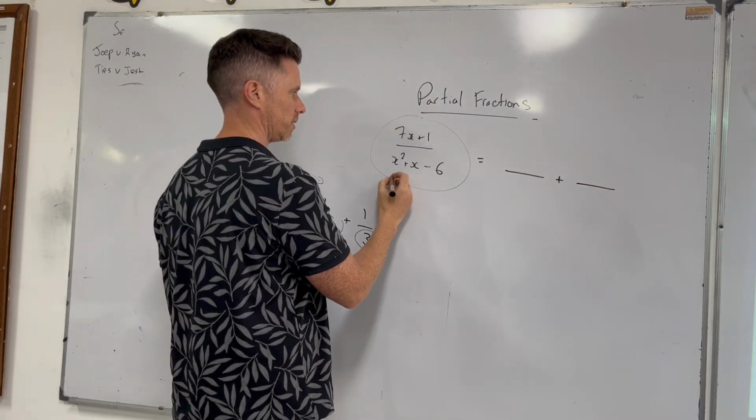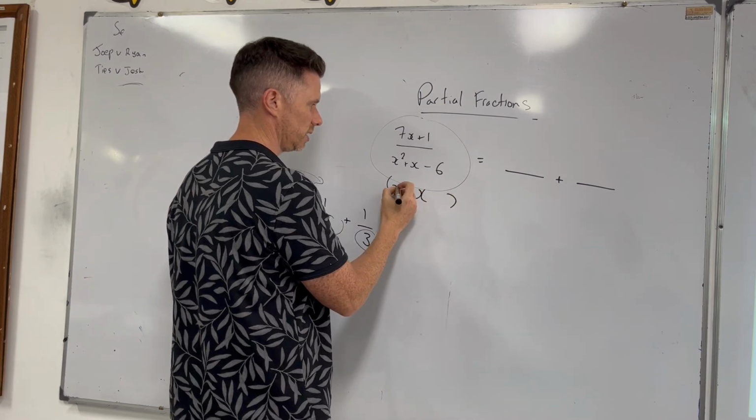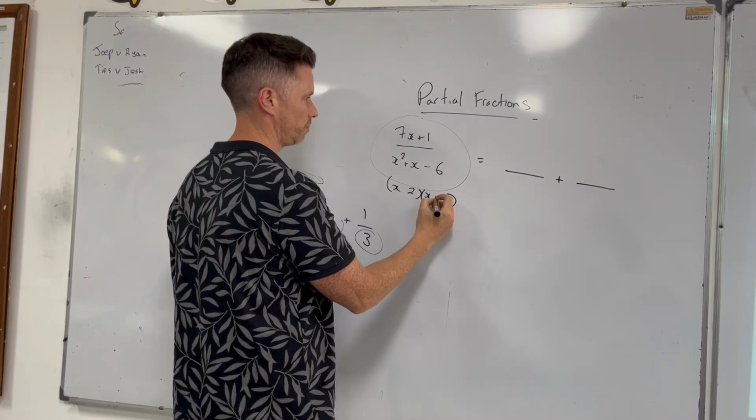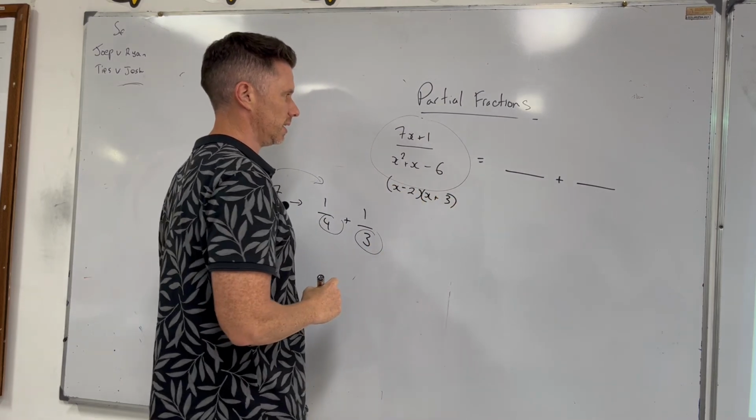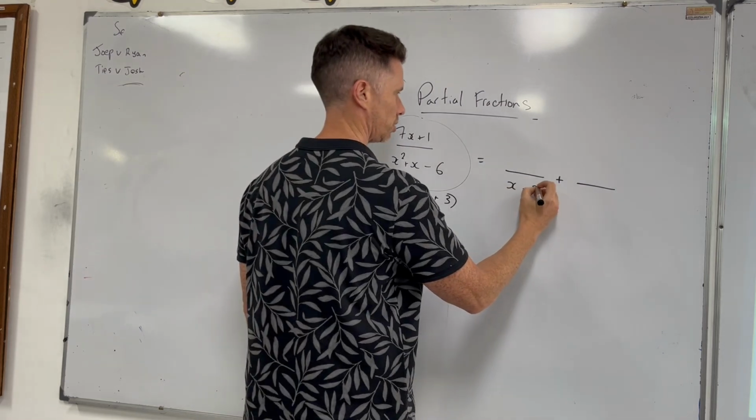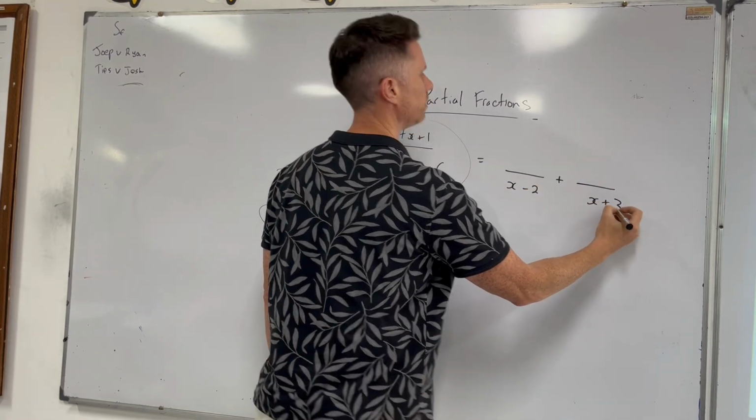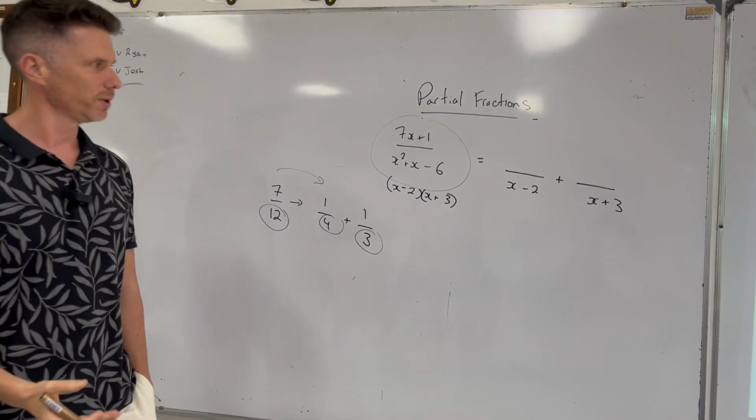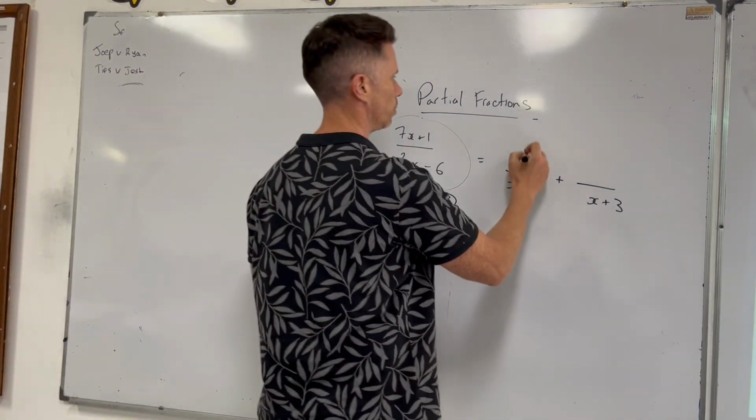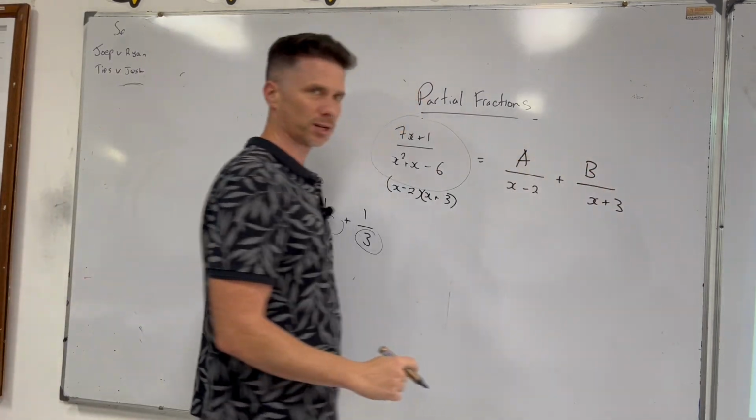Yeah, so how do I factorize this? You could do a little factorization underneath here. X and X, 3 and 2, plus and minus, fantastic. We have X minus 2 could be one, and X plus 3 could be the other, all right? And all we need to figure out is what would go on top of these two fractions.